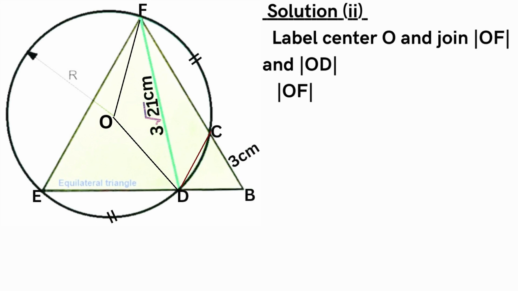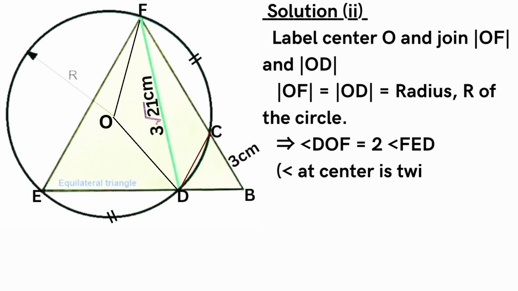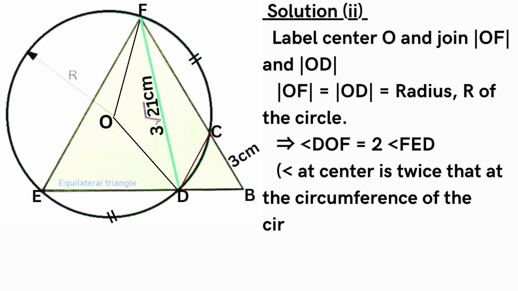For solution 2, label the center O and join line OF and line OD. These lines are equal to the radius r of the circle. Angle DOF equals 120 degrees.